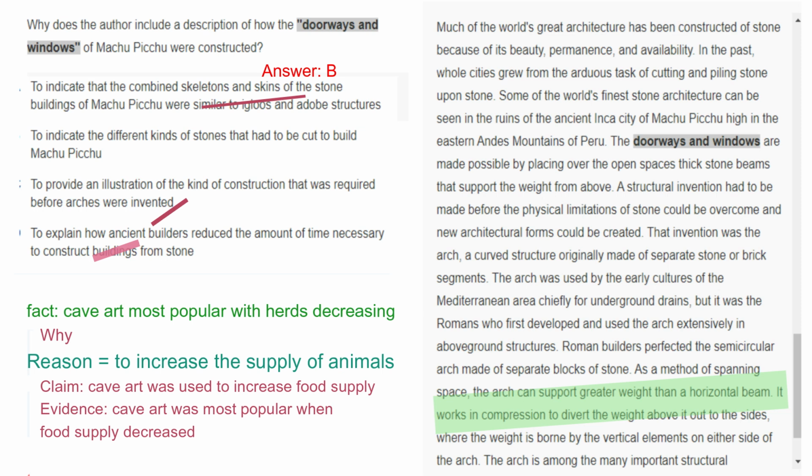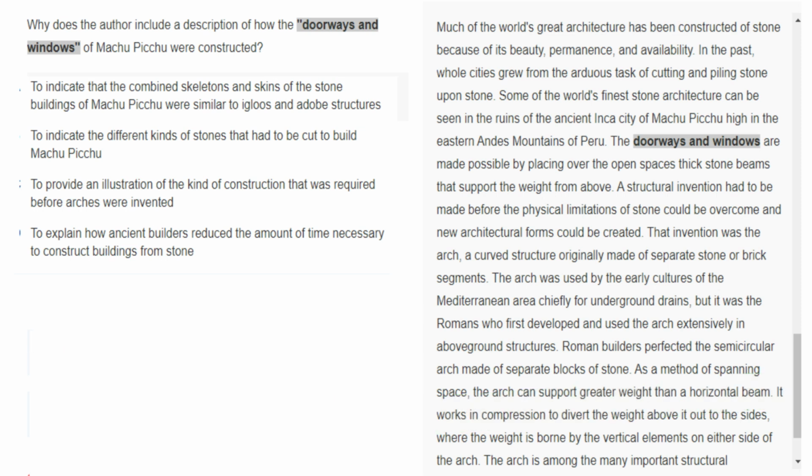Question 5. Now let's consider this question. The highlighted sentence states, "The doorways and windows are made possible by placing over the open spaces thick stone beams that support the weight from above." So it describes how the doorways and windows are made.